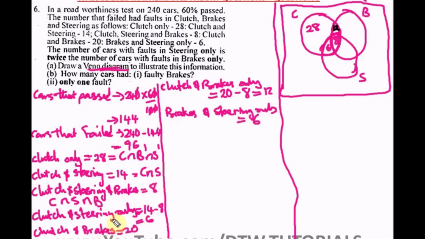6. Okay, I think here I didn't give you the interpretation of this when you want to write it in set. Clutch and steering only is what? It's C intersection S intersection B prime. Okay, this is clutch and steering only.